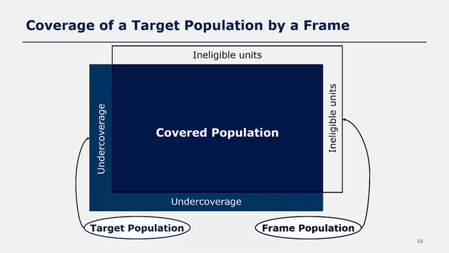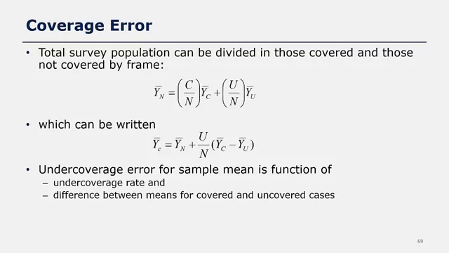And just think of cell phones. They certainly would not be, or often are not, part of listed telephone numbers. But other settings would have similar issues here. So the total survey population can be divided in those covered and not covered by the frame.